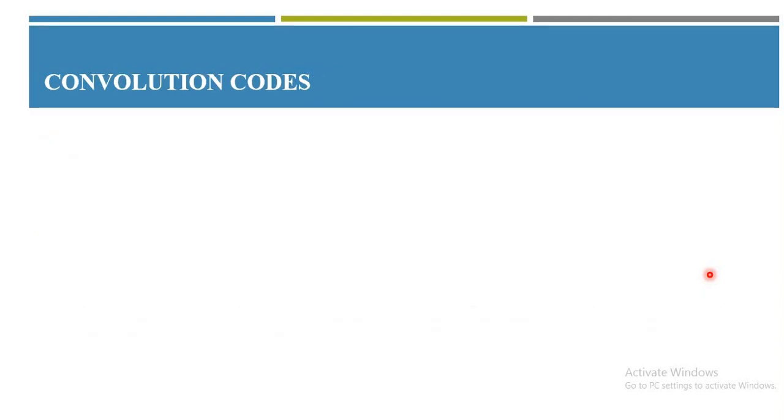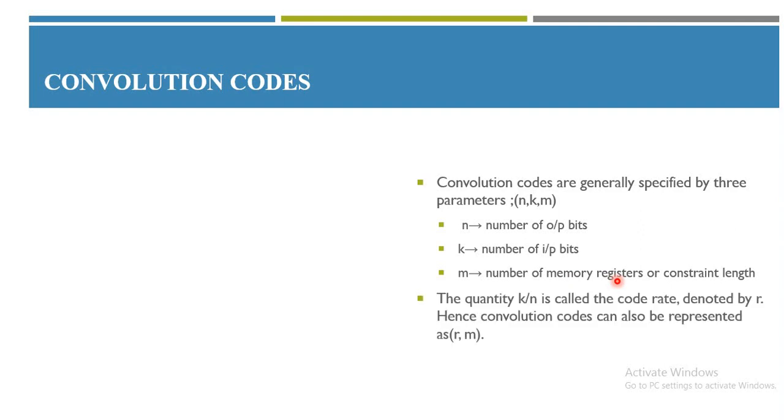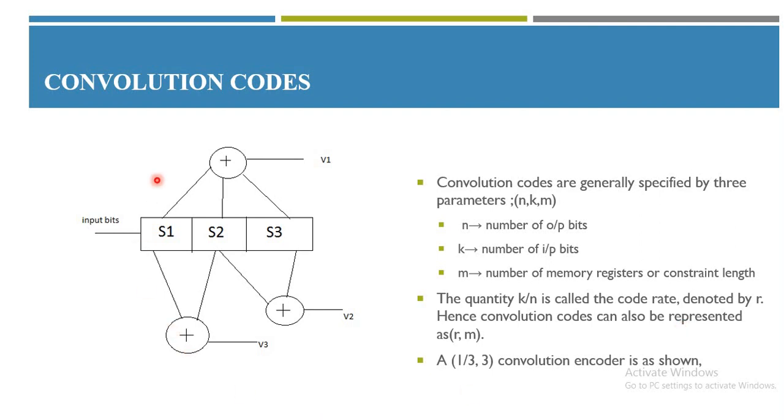code. Now, the convolution code is specified by three parameters n, k and m, where n indicates the number of output bits, k indicates the number of input bits, and m is equal to the number of memory registers or the constraint length. And the quantity k by n is called the code rate, denoted by r, and hence the convolution code can be represented as r by m. And the diagram of a convolution code goes like this.